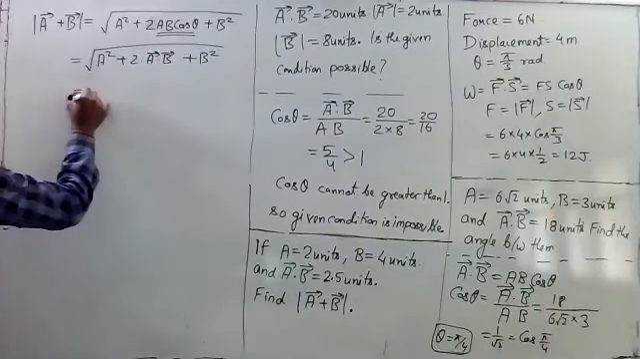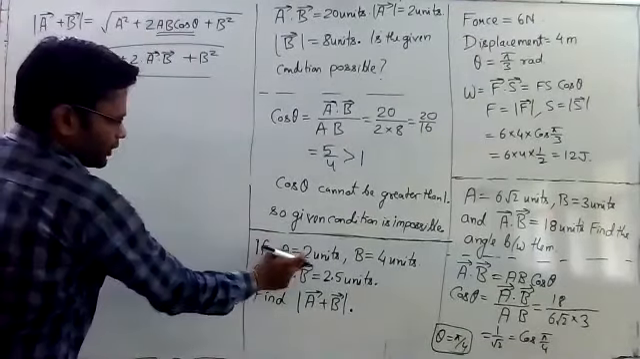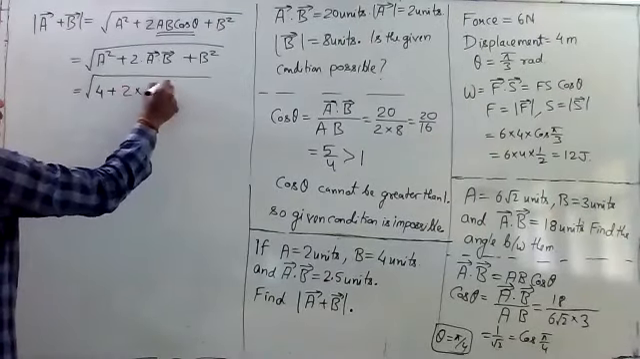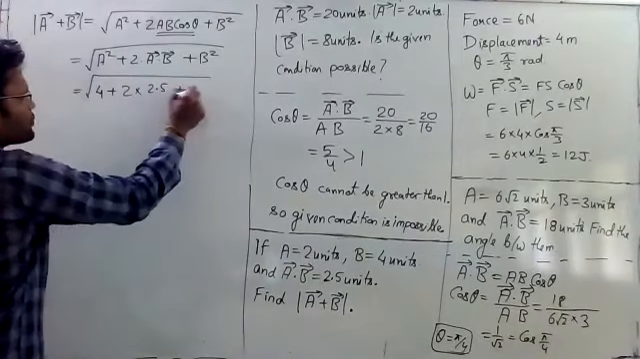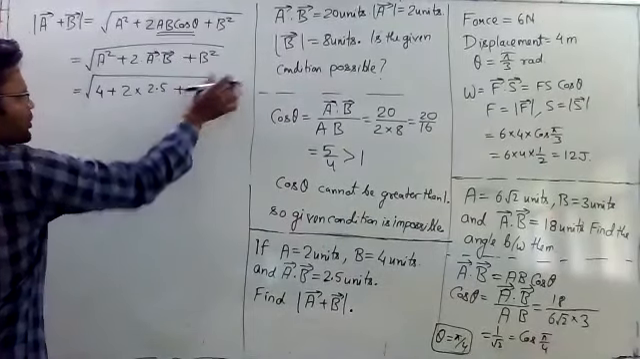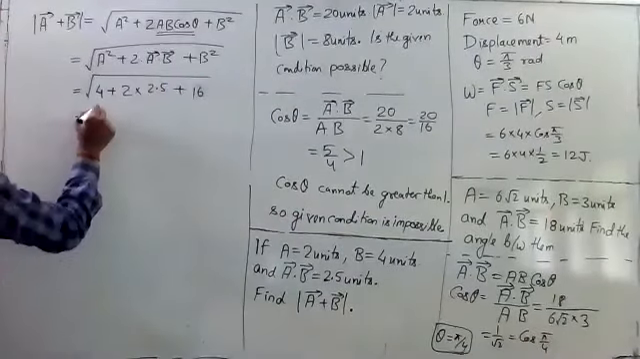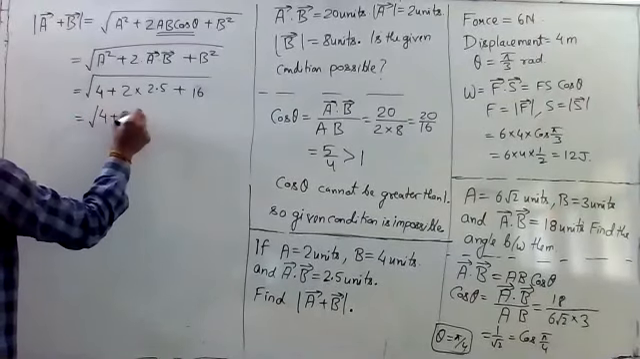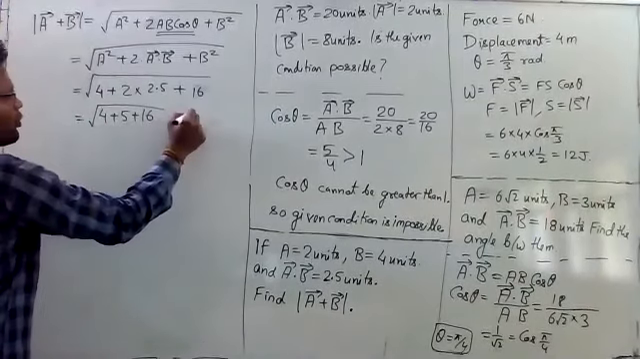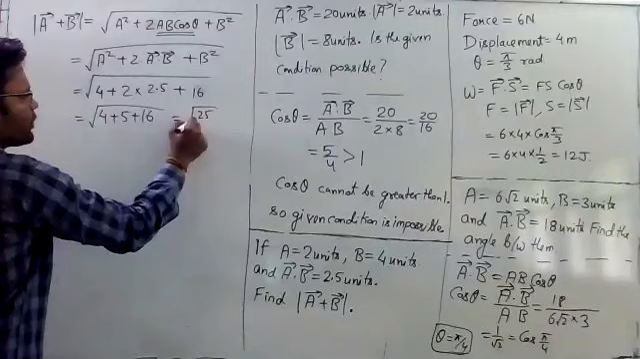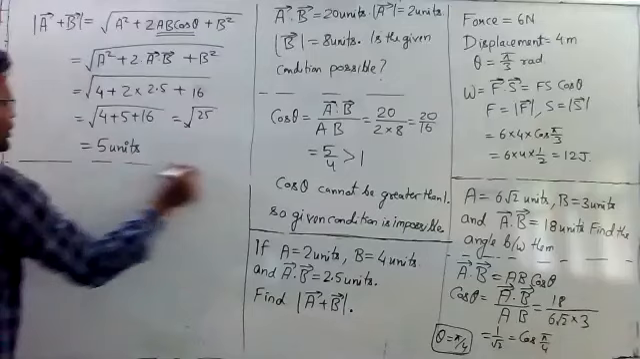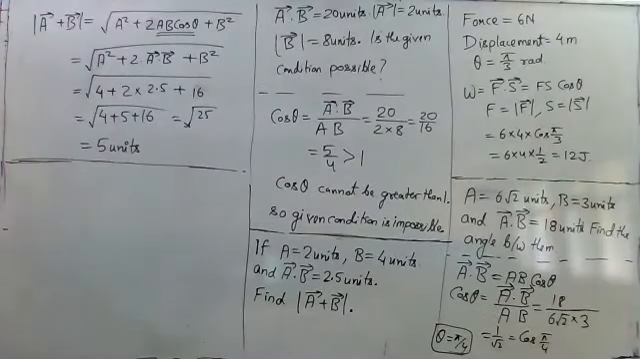So that's going to be A square. Where is it? A square is 4, plus 2 times 2.5. I could have written 5 by 2 also. Plus B square is how much? 4 square, which means 16. So that is equal to 4 plus 5 plus 16, 16 plus 4 is 20, plus 5, it is root of 25. That's going to be 5 units. Okay. So you can see the variety of questions based on this.